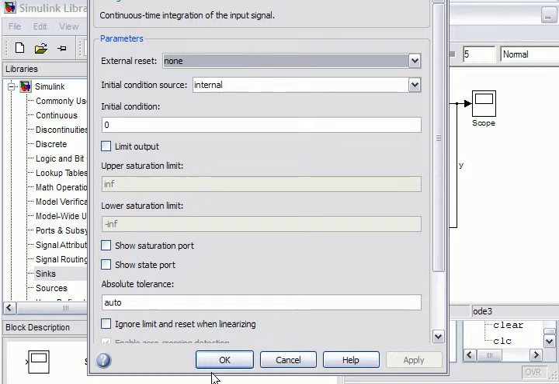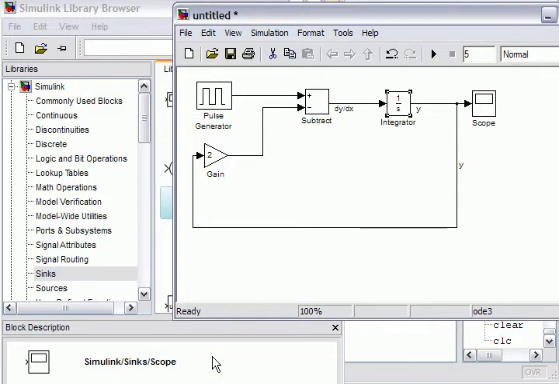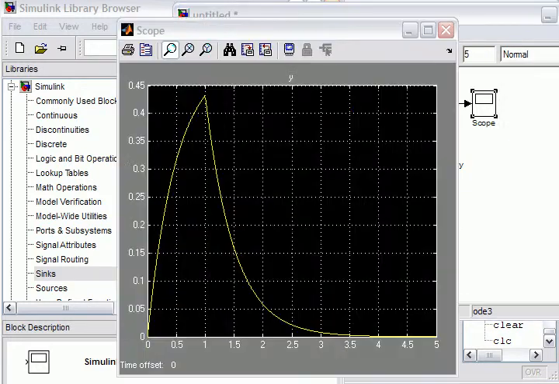Let's run the simulation and by double-clicking on the scope block, get our graphical solution to the differential equation. We can adjust our axis by using binoculars.